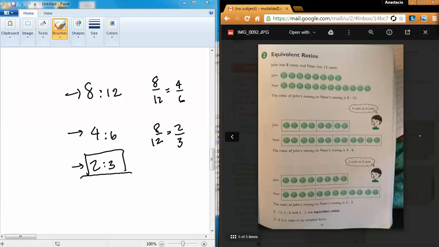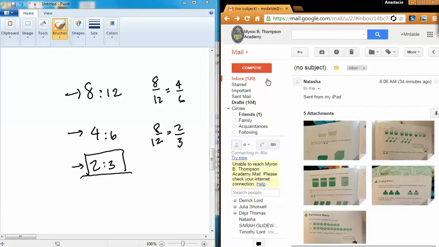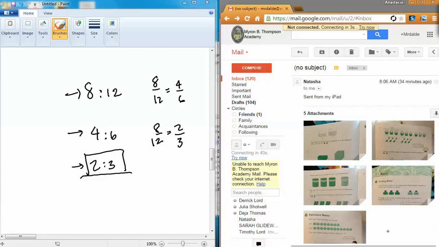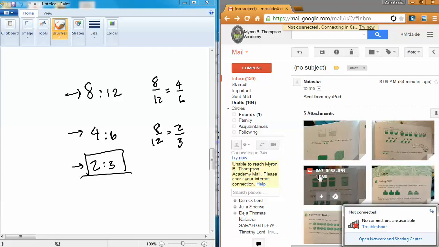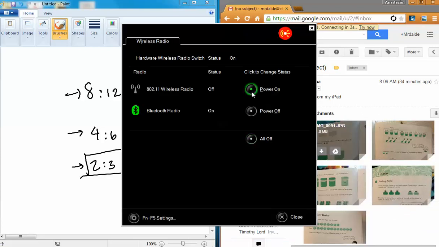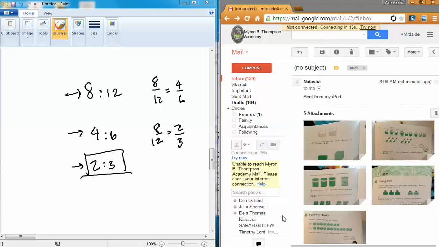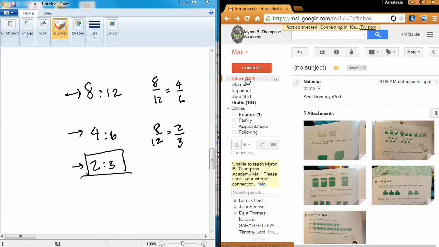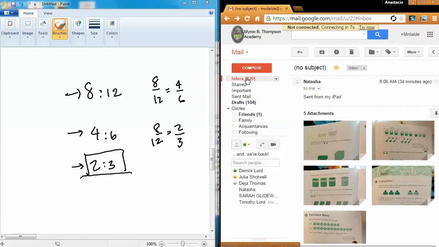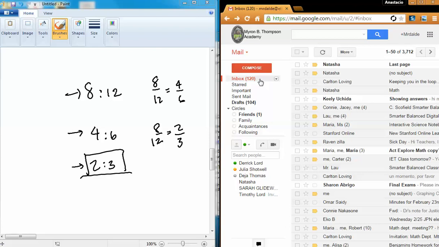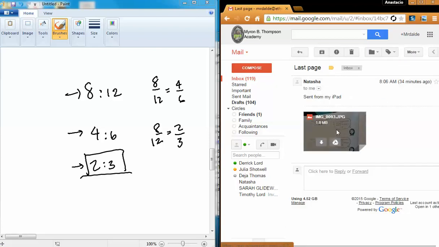Is that the end? I think that might be the end. Let me see if I can go into the next one. Oh, it's not letting me do the internet. 1 second. Somehow the internet crashed. Did your internet crash? Alright, I'm trying to fix mine. Right, let's try this now. Sorry, 1 second. My computer is being slow. Right here, last page. Alright.